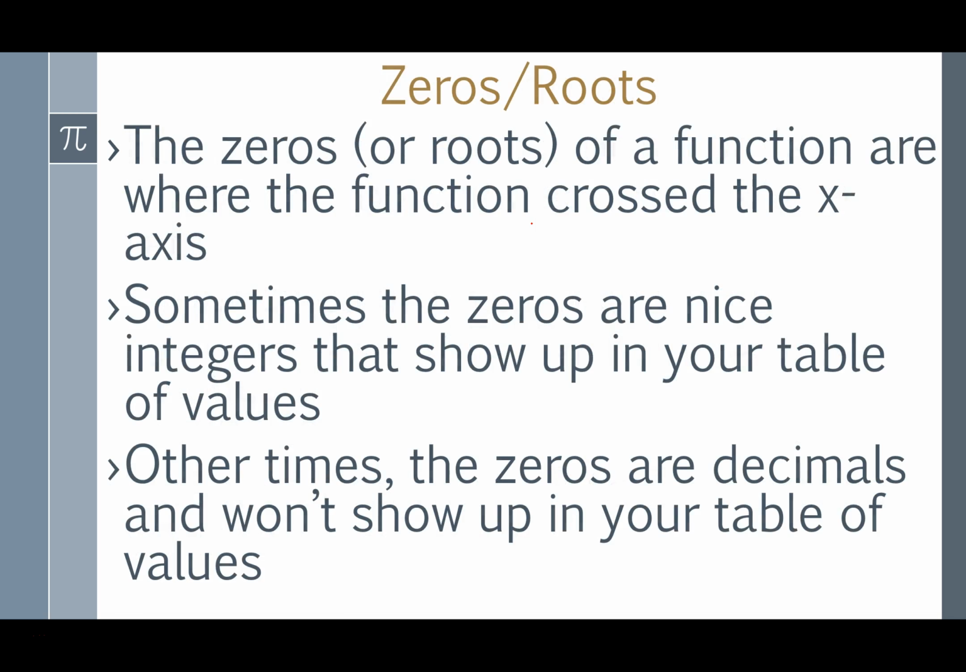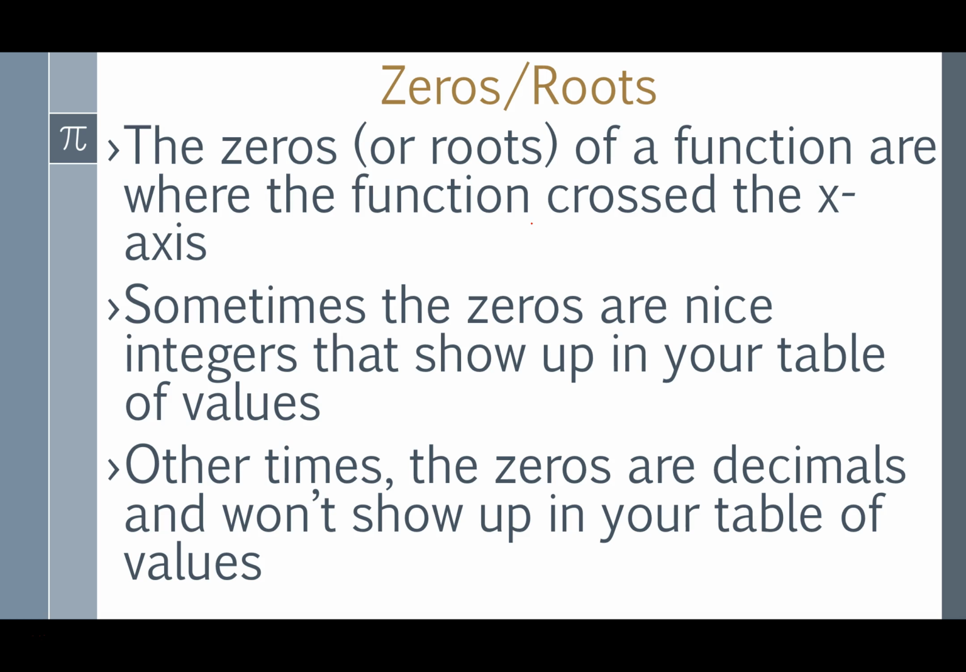Now, zeros are roots. These are where we cross the x-axis. You'll find sometimes a 0 shows up very nicely on the table. You'll have an x value of 2 and a y value of 0. It means it crosses exactly at 2. Other times, the 0 will be a decimal, and it won't show up in the table of values.